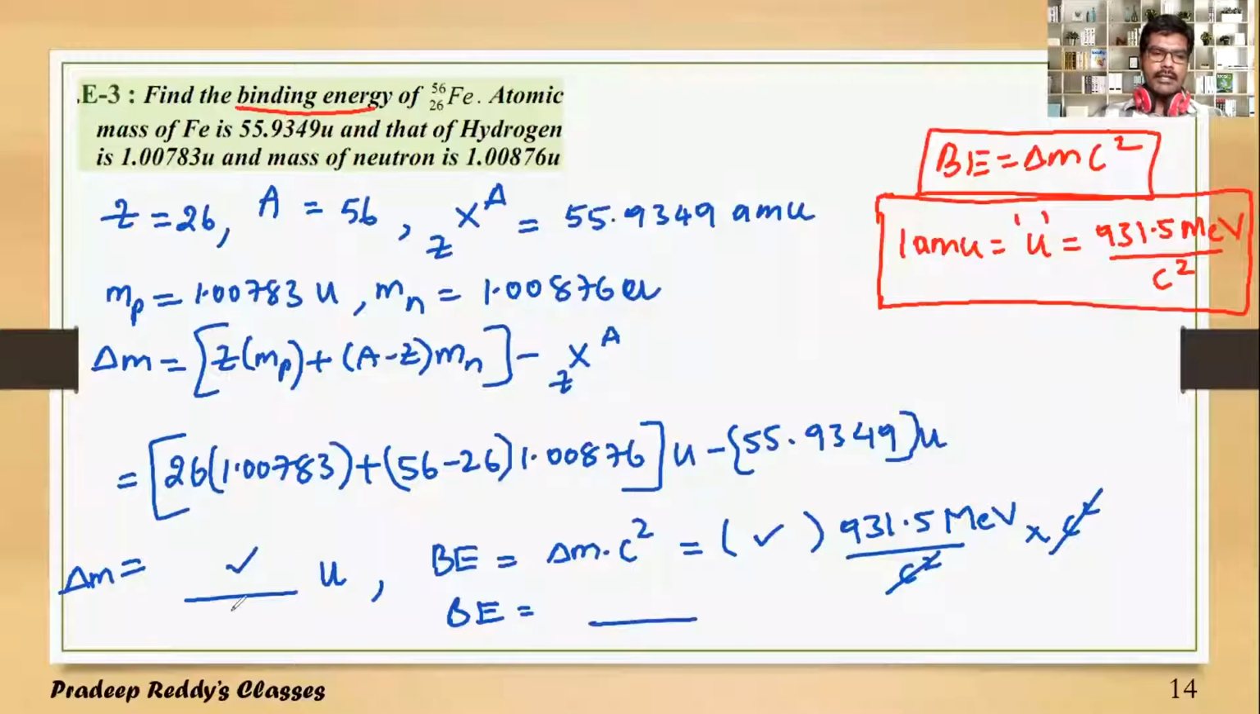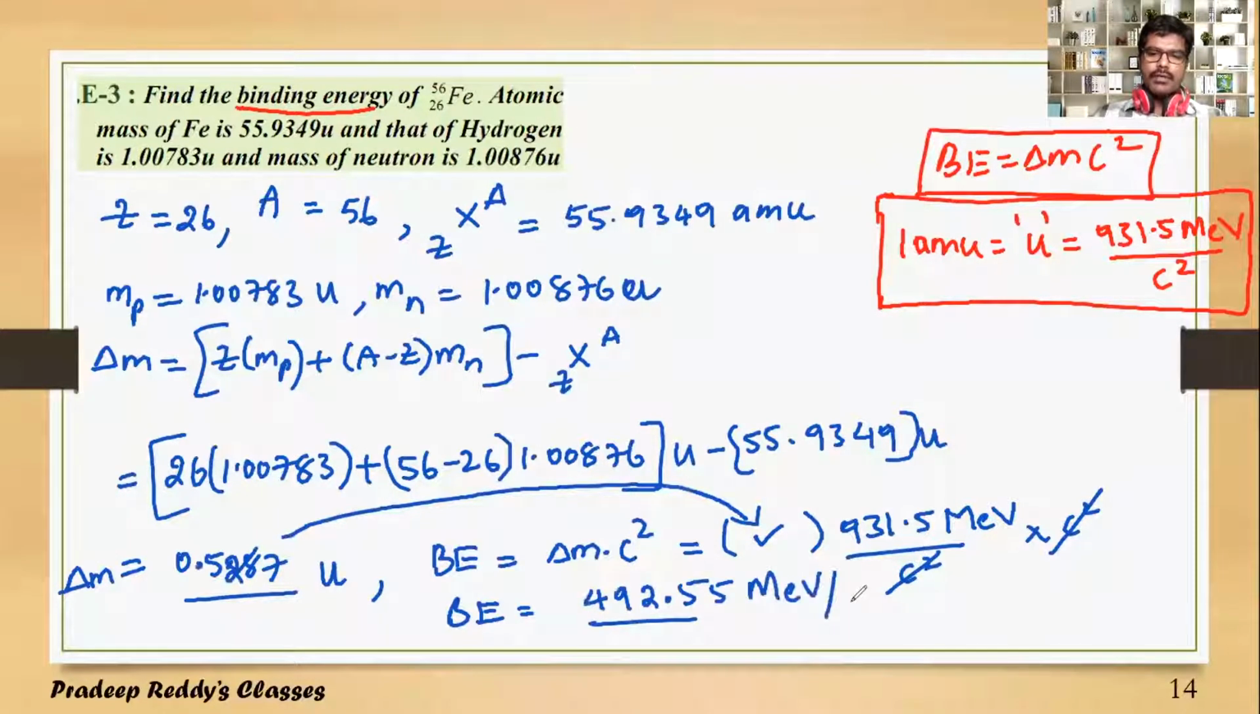So if you calculate, the mass defect of the nucleus is 0.5287 AMU, and if you take this delta M and substitute here, multiply with 931.5 million electron volt, you will be getting nearly 492.55 million electron volt. This is the answer.